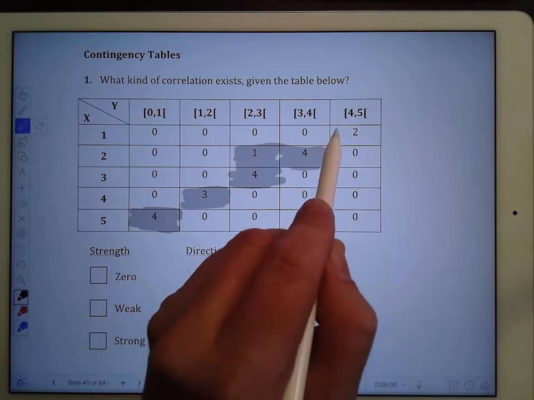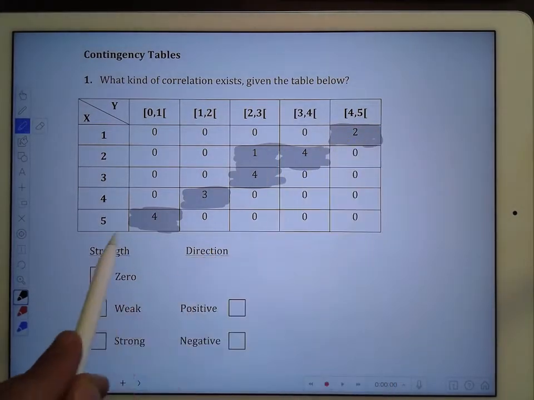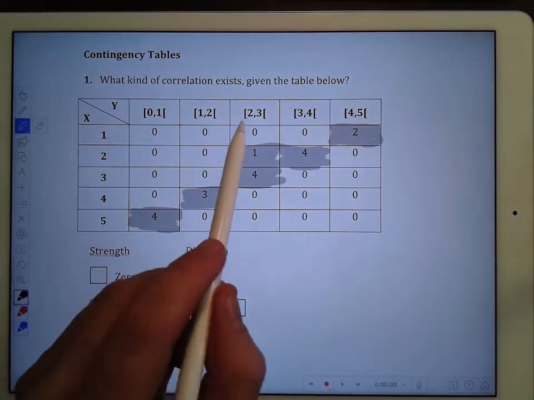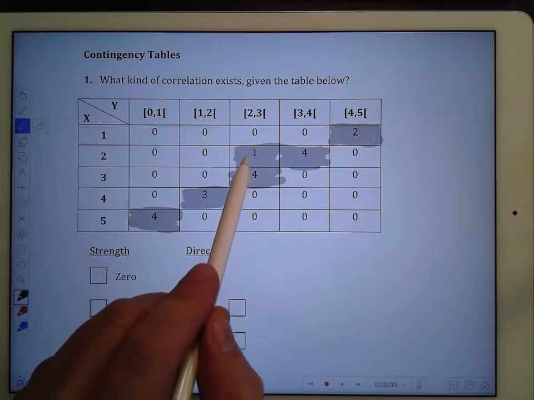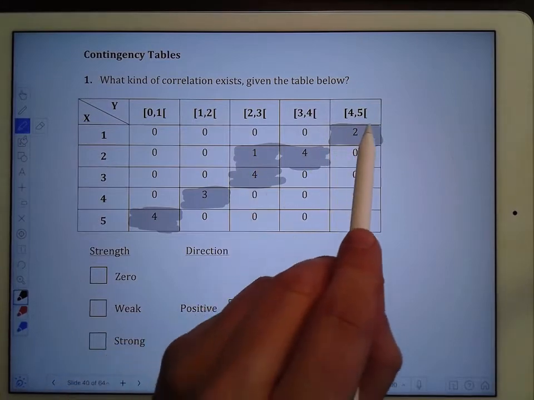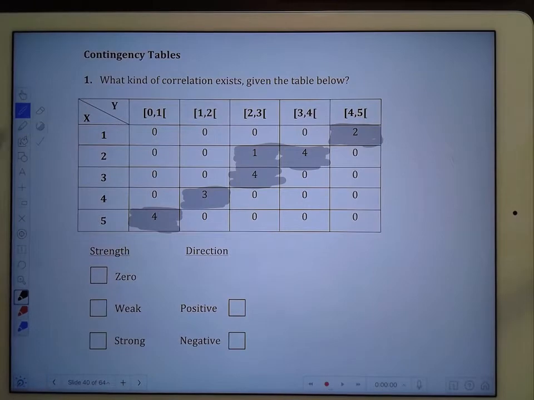And when I do that, what I want you to notice is there's almost a perfect diagonal that runs right through that contingency table. It's a little wide here, one little spot, and we can have maybe one field wide for it to not be a perfectly straight line, but it's certainly close. And that tells us on strength that we're dealing with a strong correlation.